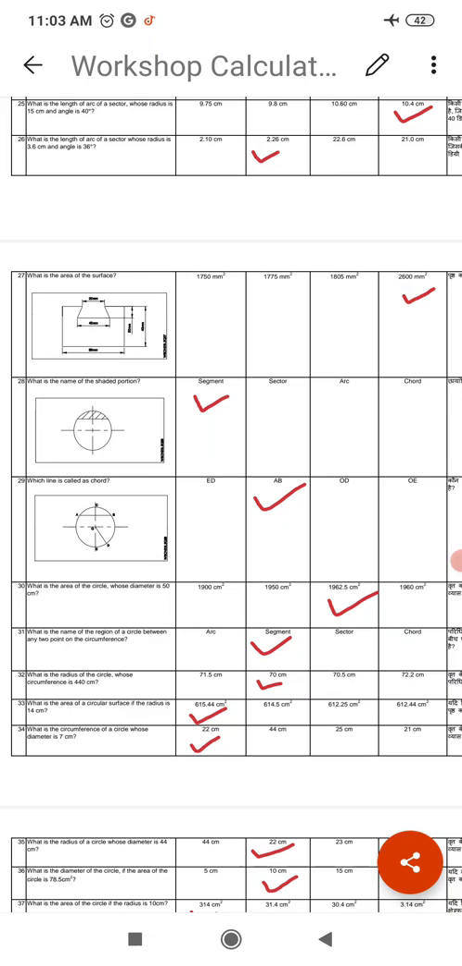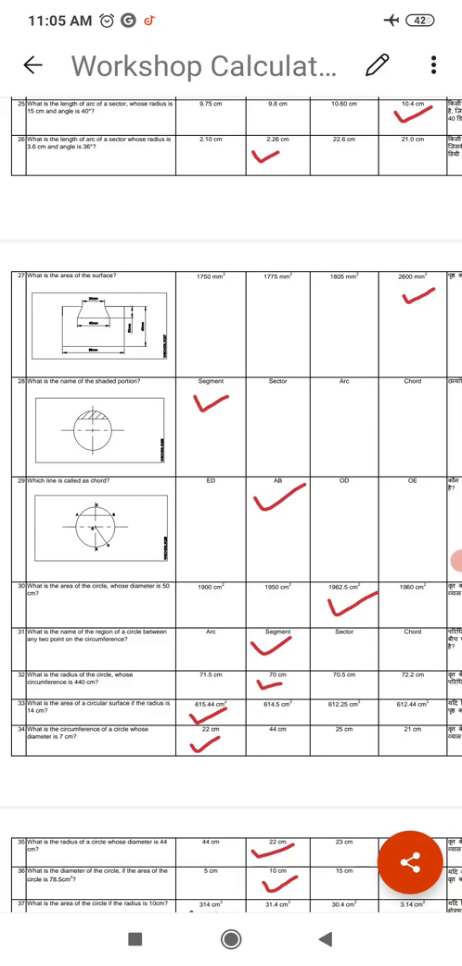Another question. What is the area of the circle whose diameter is 50 centimeter? Its answer is 1962.5 cm square. Next, what is the name of the region of a circle between any 2 points on the circumference? It's called segments. Very important question. Next, what is the radius of the circle whose circumference is 440 centimeter? Its answer is 70 centimeter.